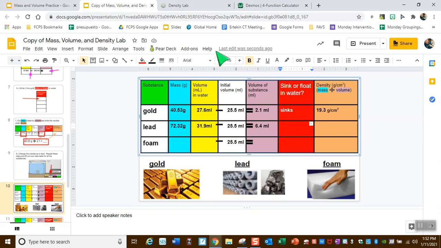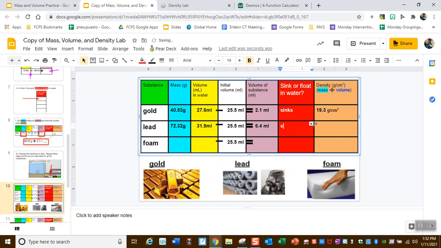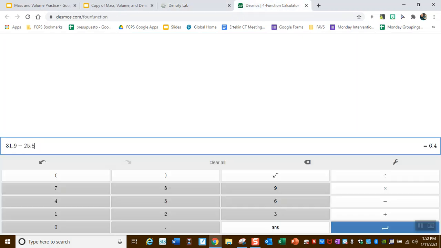Then we need to write, does it sink or float in water? It goes to the bottom. It's sinked. So here we're going to write sinks. The last thing we do is density. Remember, density is mass, the blue column, divided by volume, the purple column. So we're going to do 72.32 divided by 6.4.